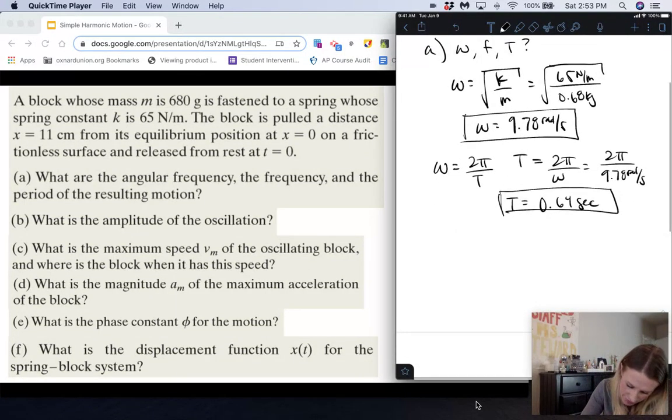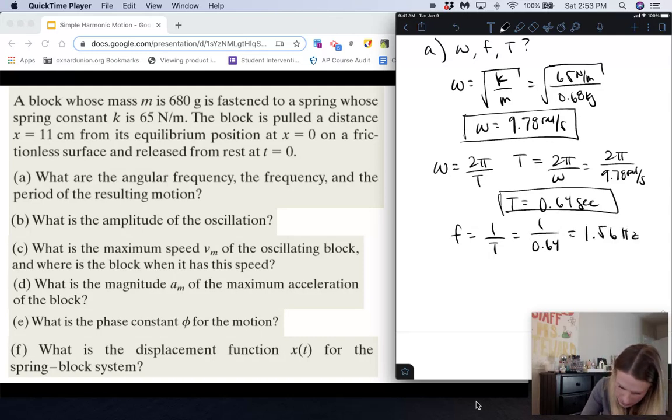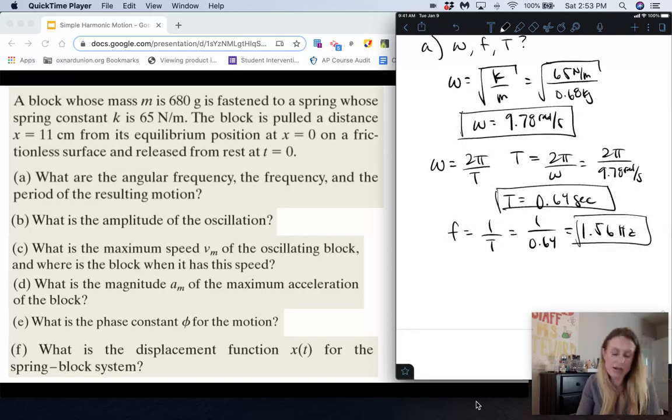And then we know that frequency and period are reciprocals of one another, so frequency will equal 1 over period. So 1 over 0.64 seconds equals 1.56 hertz. So that is our frequency, angular frequency, and period of oscillation.